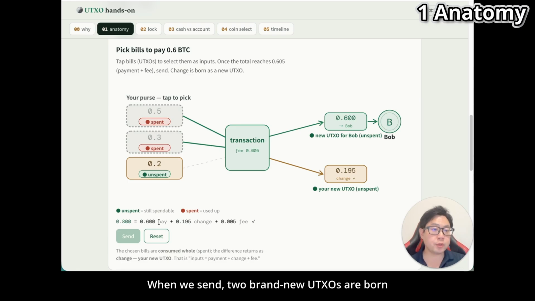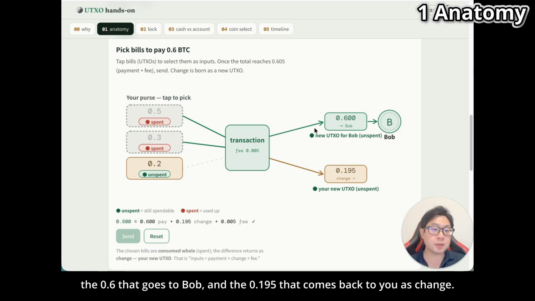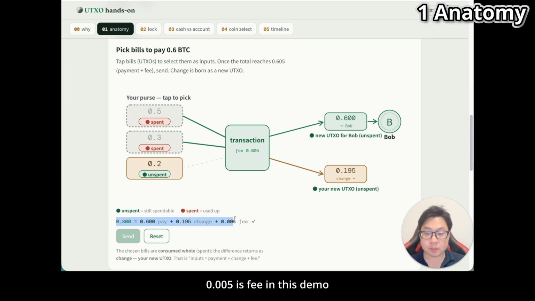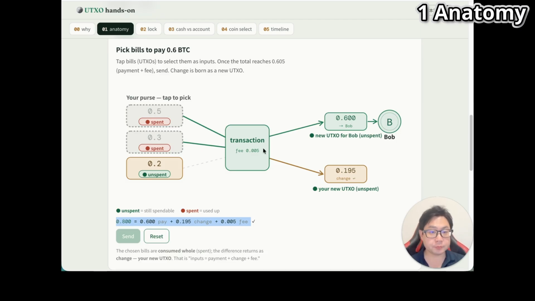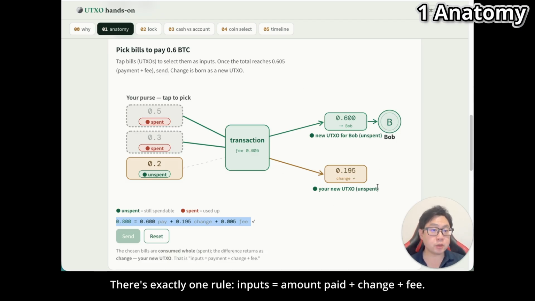the brand new UTXOs are born. The 0.6 that goes to Bob and the 0.195 that comes back to you as change. And 0.005 is fee in this demo. The old bills are gone. The change returns as a new bill. There's exactly one rule. Inputs equal amount paid plus change plus fee.